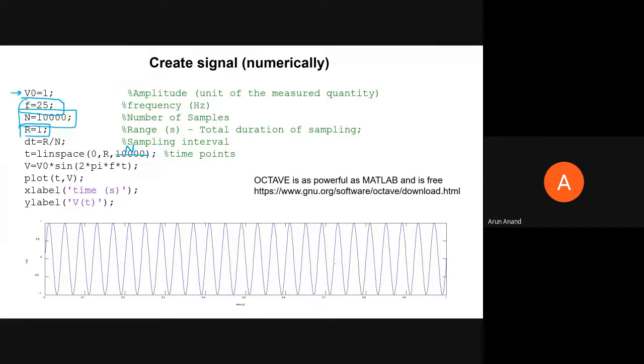So I have created a sinusoidal sine output of frequency 25 hertz. Right? Do I have to show it in MATLAB? It works. Yesterday we did that.